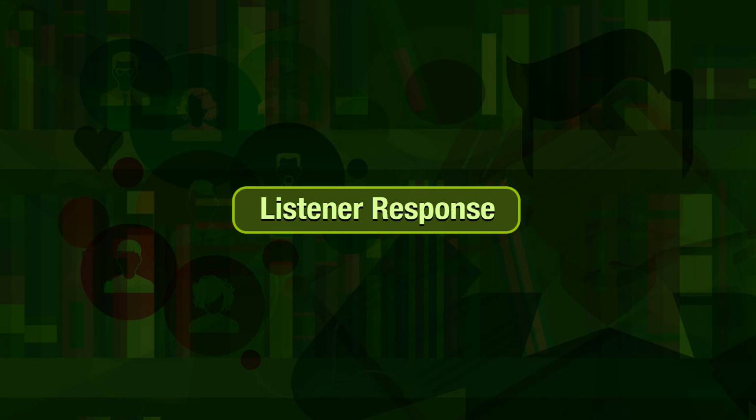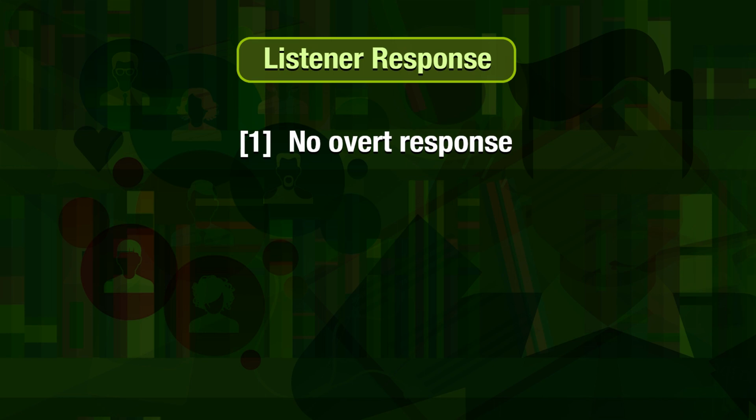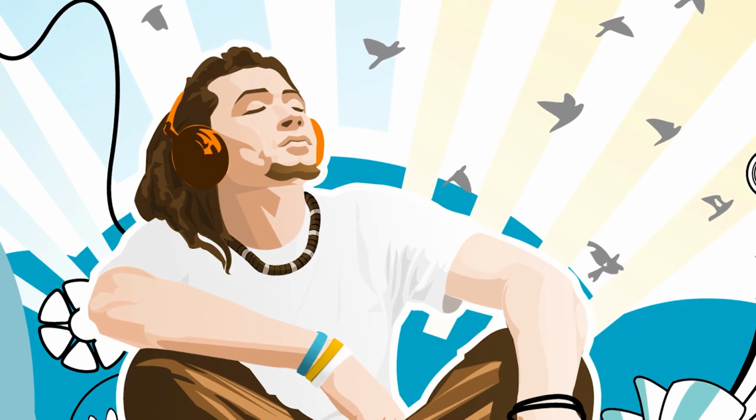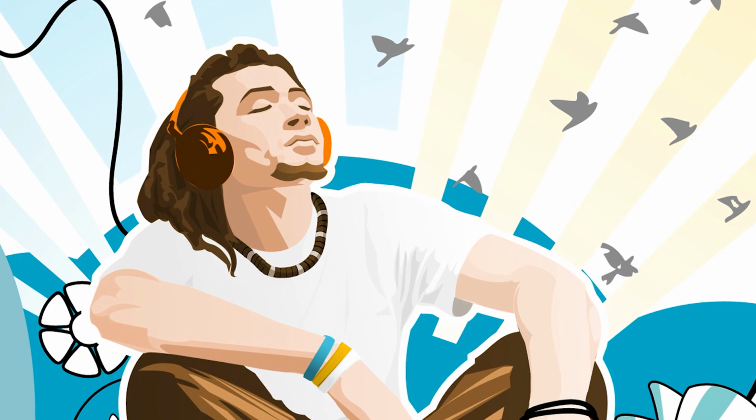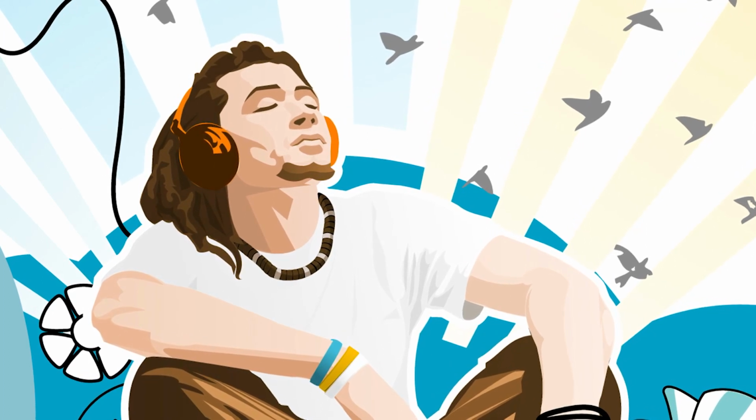Now let's talk about listeners' response. Broadly speaking, the listeners' responses could be divided into four categories depending upon the types of activities carried out in the class. First, no overt response. While listening to stories, songs, films, dramas, etc., the learners may not respond immediately, but we may find them enjoying listening to these lessons. This is an indication that the learners are being motivated towards the text.